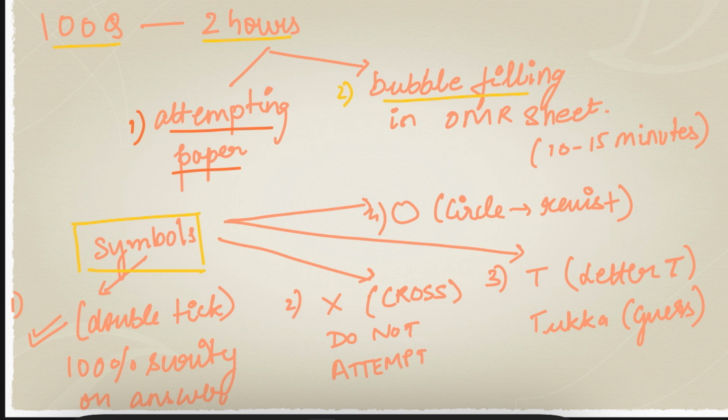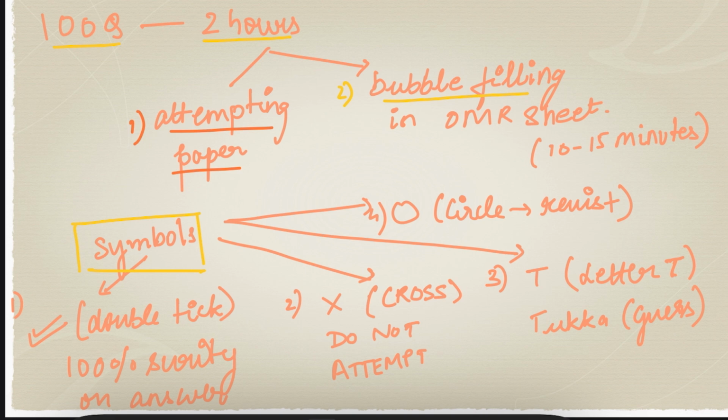In one part you have to attempt the paper, and the second part you have to devote to filling bubbles in your OMR sheet. For that you can devote 10 to 15 minutes, or say maximum 15 minutes. You have to practice filling OMR sheets so that you develop the required speed and you minimize your silly mistakes like filling wrong bubbles in the answers.